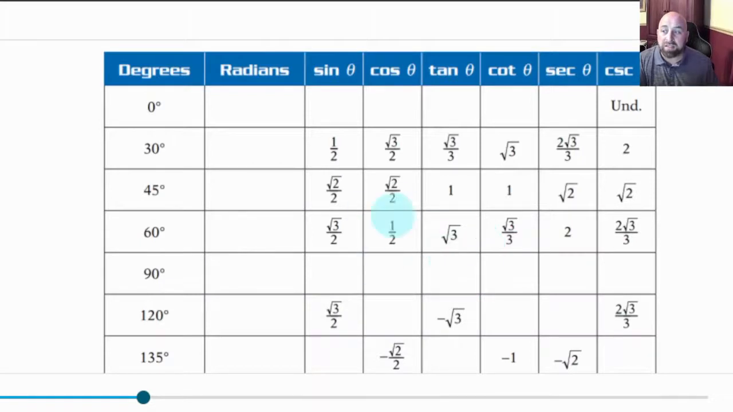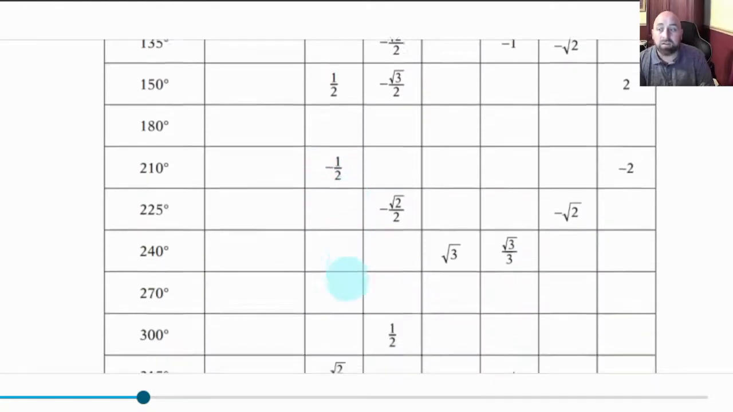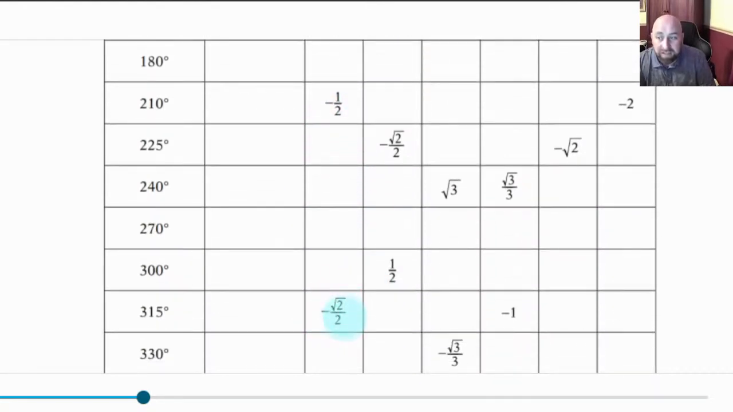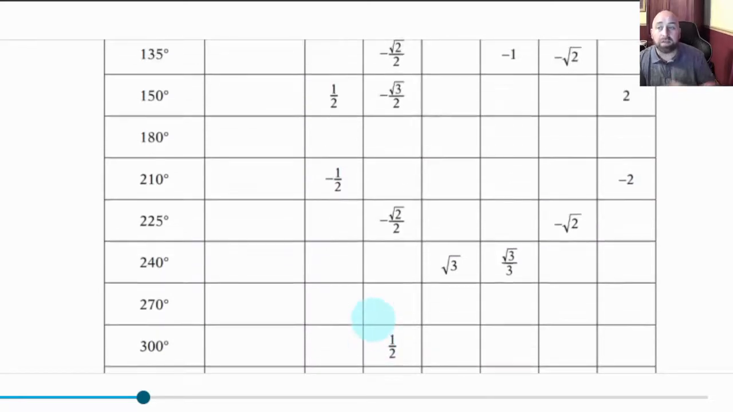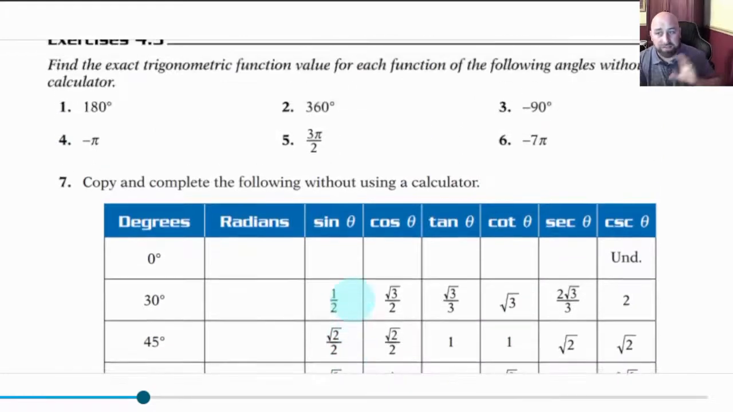What happens here is you just keep repeating the same things, but you better be careful, because now all of a sudden we have negative, because now look, we're in the second quadrant. Sine is positive in the second quadrant, but when you come down here into the third quadrant, sine is negative. So when you're in the fourth quadrant, sine is negative again. So be careful on these. Make sure your signs are correct. Make sure that everything is correct.